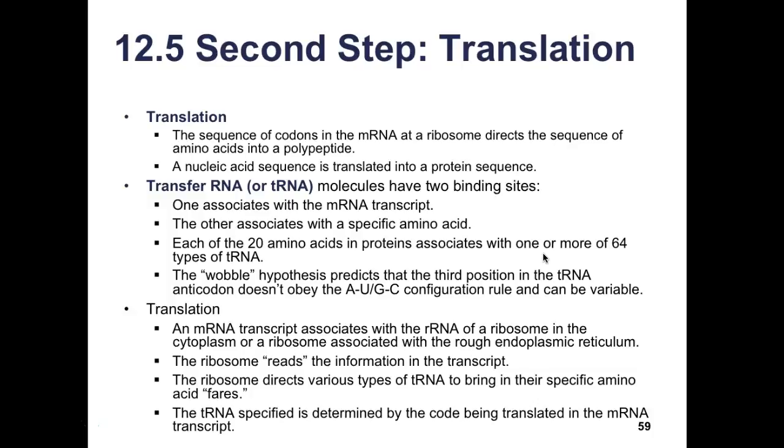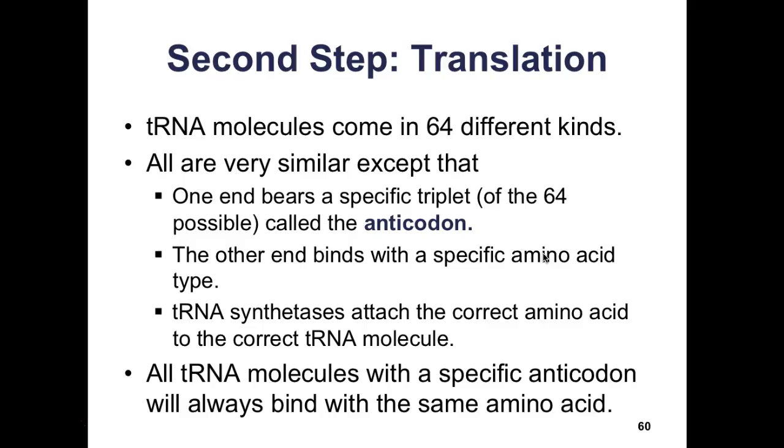Ultimately, translation of an mRNA transcript associates with the rRNA of a ribosome in the cytoplasm, or a ribosome associated with the rough endoplasmic reticulum. The ribosome is going to read the information of the transcript, and the ribosome will direct various types of tRNA to bring in the specific amino acids. The tRNA specified is determined by the codon being translated in the messenger RNA. And that's where you use that genetic code.